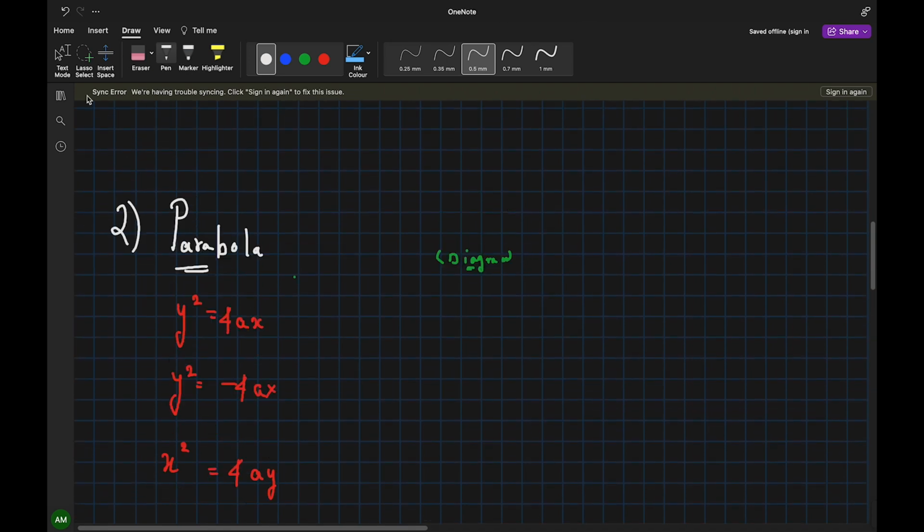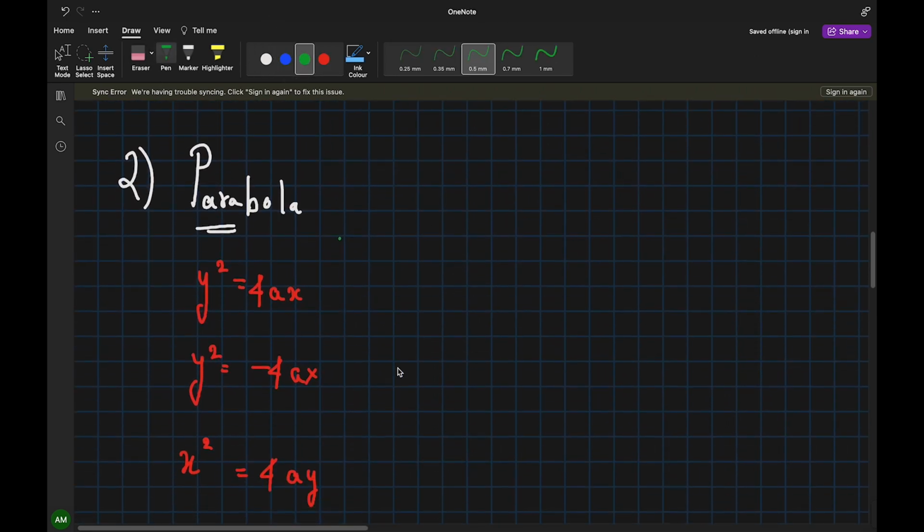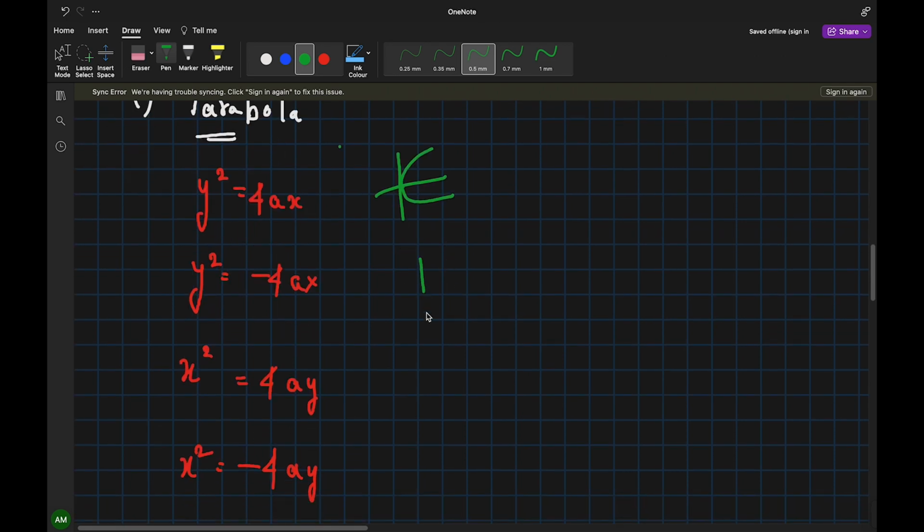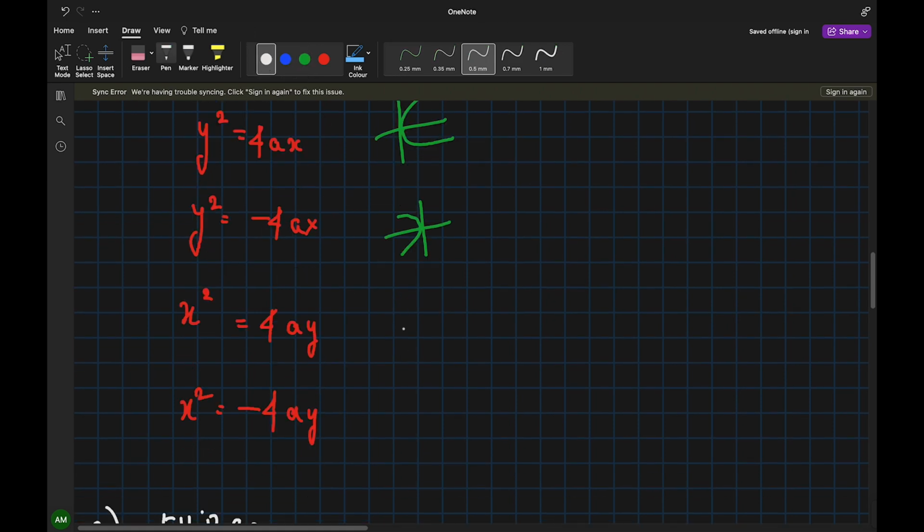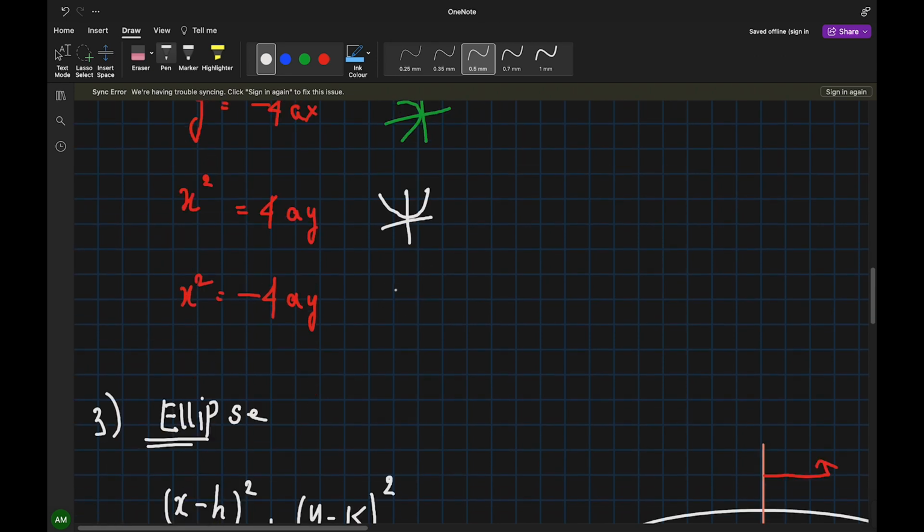Now how does this diagram look like? I will draw it. y square is equal to 4ax, if x and y coordinate is like this, then this looks like this. Minus means, of course, it will be reversed like this. Next, x square equals 4ay, plus means like there, and x square is minus 4ay is downward.